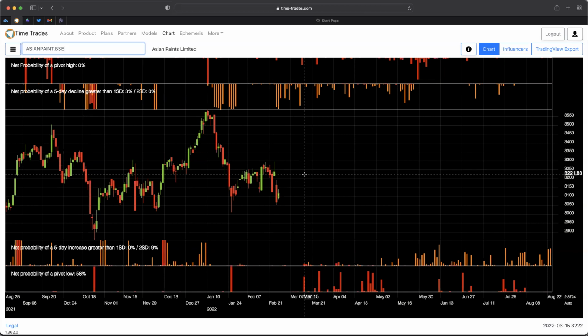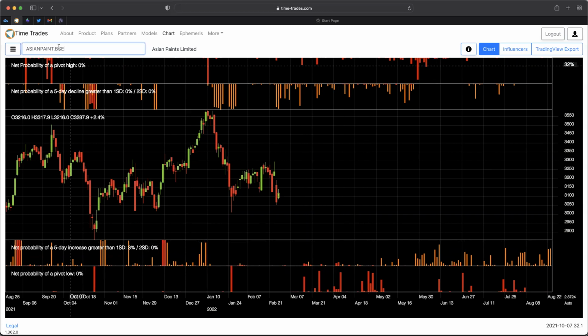because it looks like once March 15th hits, the forecast gets pretty cluttered. There's no clear pattern here with lots of pivot highs and pivot lows alternating. So it looks pretty choppy in general after that. Let's take a quick look at Divi's Labs.